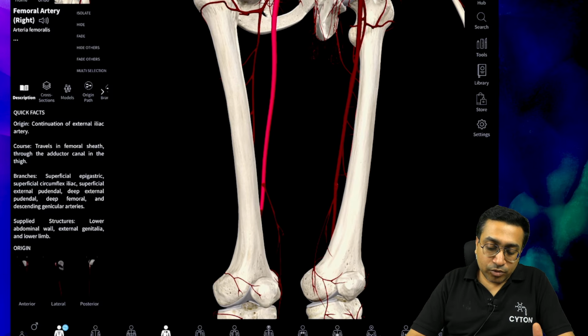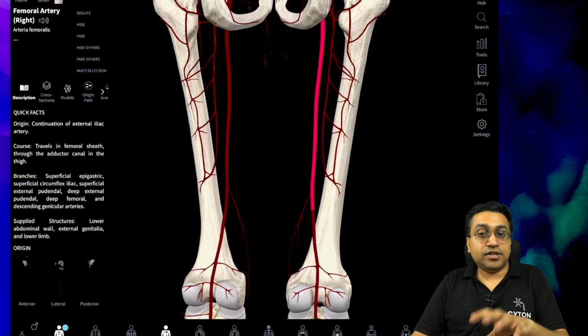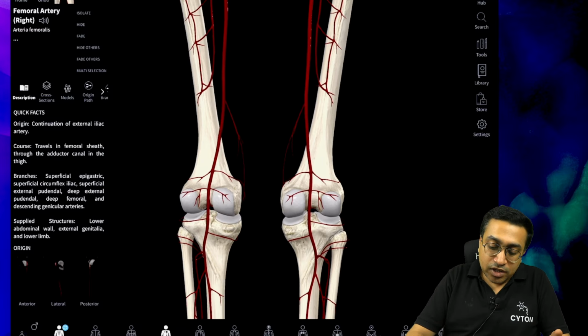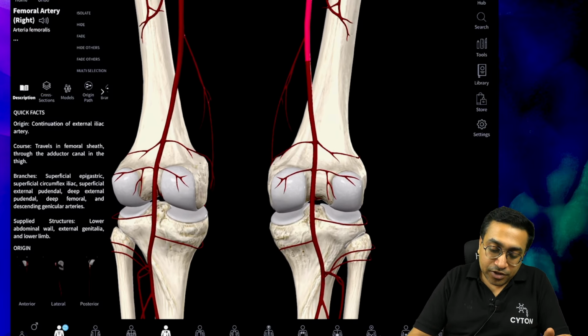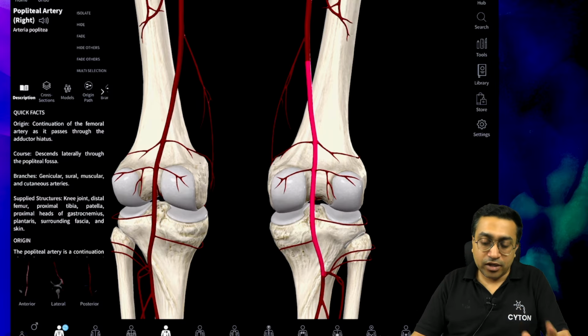Now you see the femoral artery goes behind and it changes the name. Now the name becomes popliteal artery. Okay, so this is the popliteal artery. We will discuss everything region wise, don't panic. Okay, I'm just telling the major vessels. Okay, this is the popliteal artery.